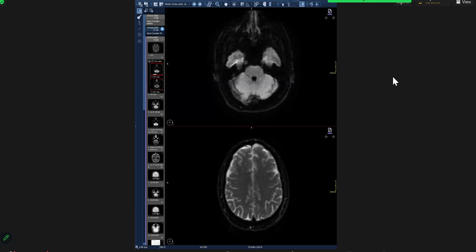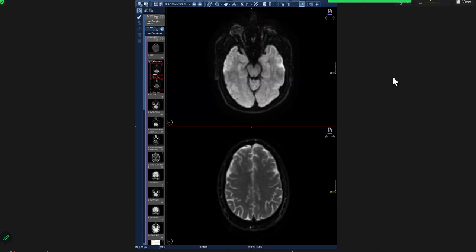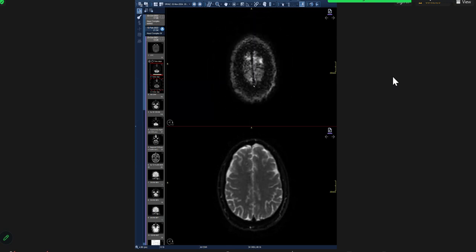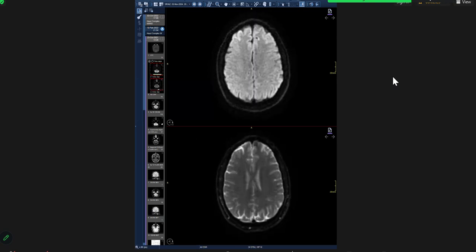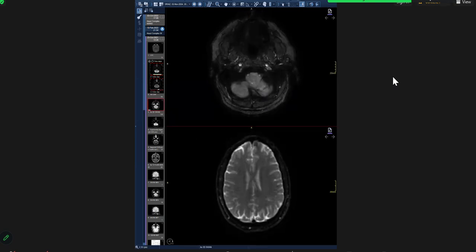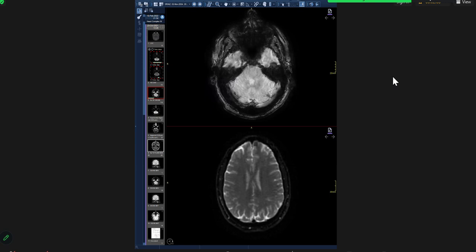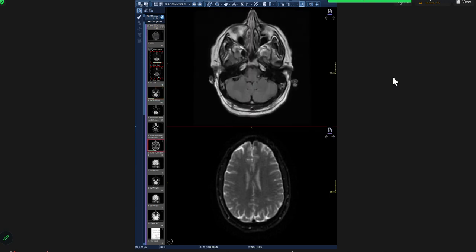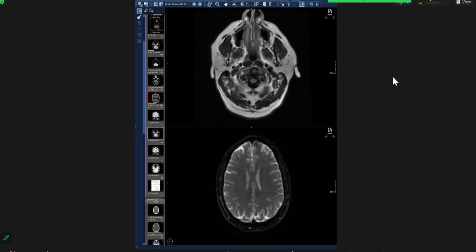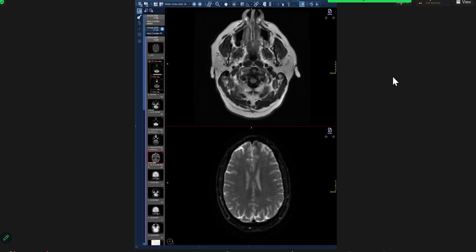So basically, there is no restricted diffusion seen in this. This is the susceptibility weighted image, and you see this. This is the normal one. There is blooming artifact of the right transverse sinus. And what else do you want to do with respect to management now?